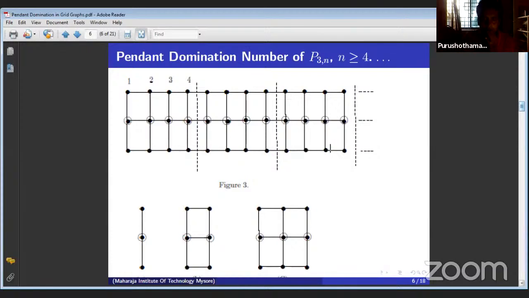Here also we are considering cases: n congruent to 0 mod 3, 1 mod 3, 2 mod 3. Sorry, in the proof of this theorem, consider 4 cases: n congruent to 0 mod 4, 1 mod 4, 2 mod 4, and 3 mod 4.